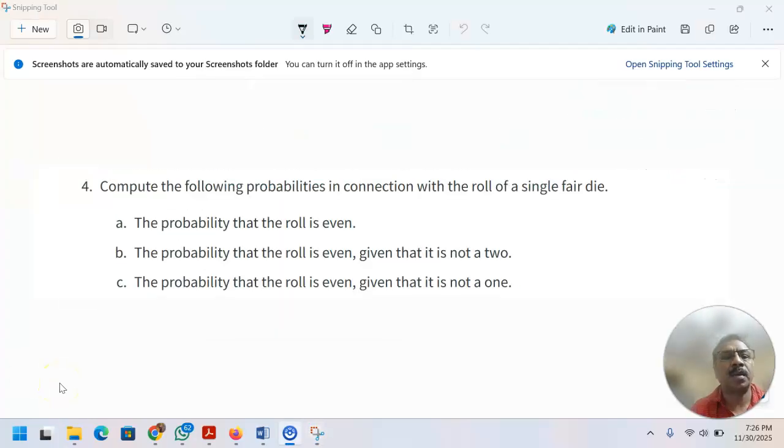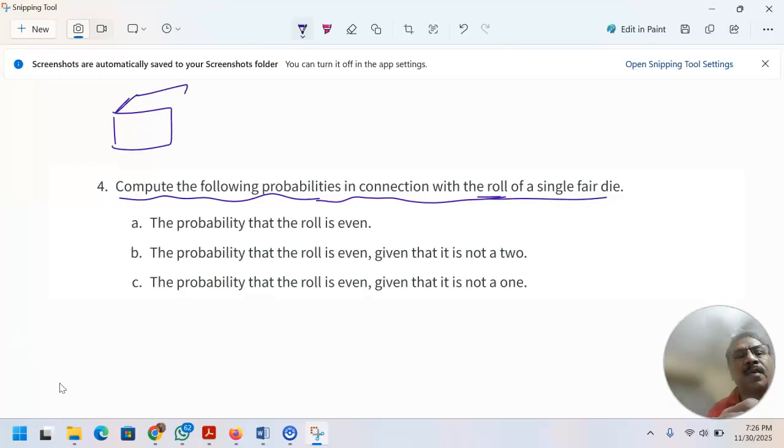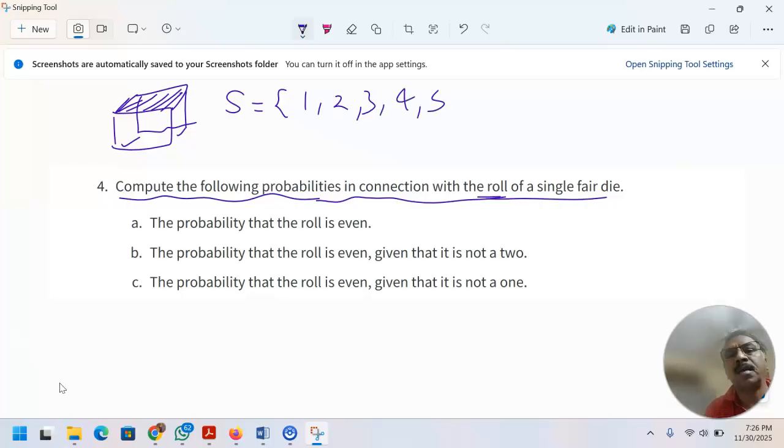Okay, this is question number 4. Compute the following probabilities in connection with the roll of a single fair die. So there is a fair die here, 1, 2, 3, 4. When you roll a die, the sample space is 1, 2, 3, 4, 5, 6. These are the 6 total outcomes that show up on top.